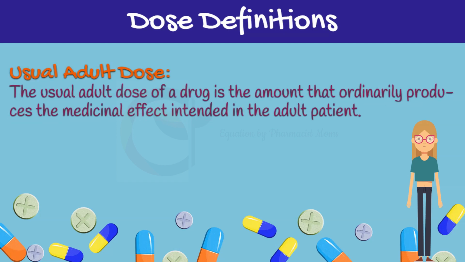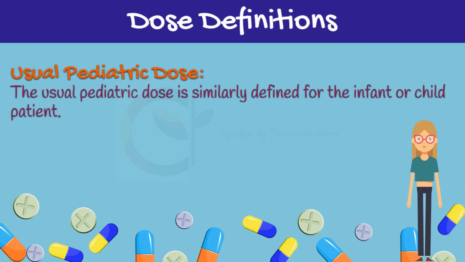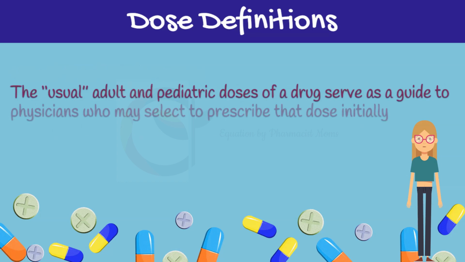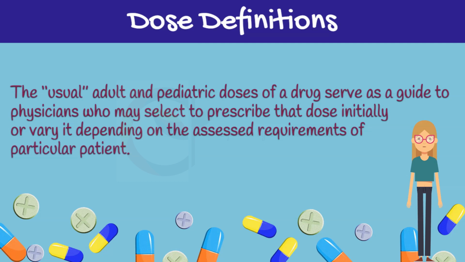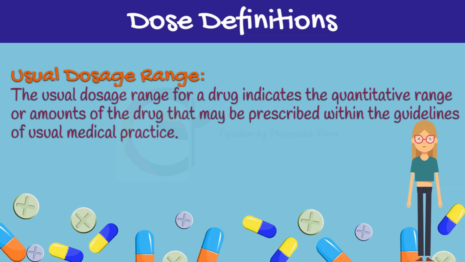The usual adult dose of a drug is the amount that ordinarily produces the medicinal effect intended in the adult patient. The usual pediatric dose is similarly defined for the infant or child patient. The usual adult and pediatric doses of a drug serve as a guide to physicians, who may select to prescribe that dose initially or vary it, depending on the assessed requirements of the particular patient. The usual dosage range for a drug indicates the quantitative range or amounts of the drug that may be prescribed within the guidelines of usual medical practice.